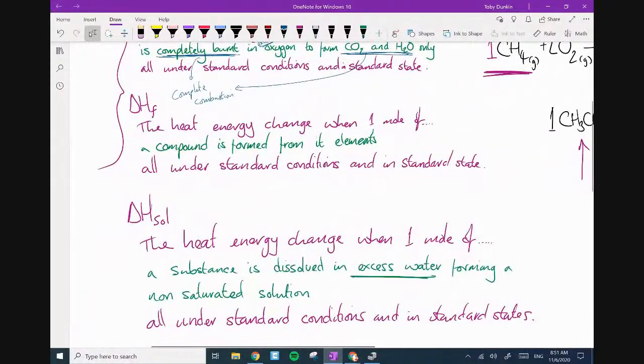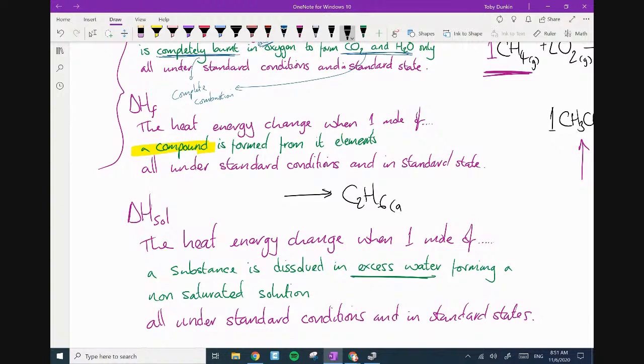Let's have a look at enthalpy of formation. The enthalpy change when 1 mole of a compound. Compound. Look at the key word here. Right, I need to make a compound. What compound am I going to make? Let's make ethane. So I'm going to do C2H6. I hate molecular. What am I going to need for this?